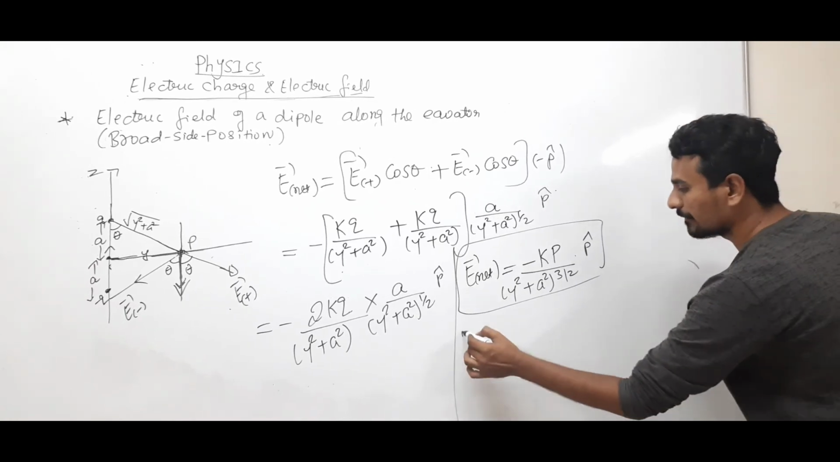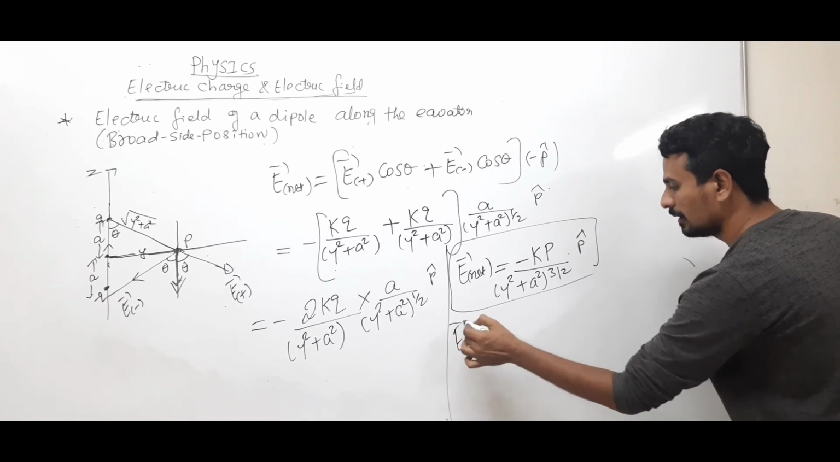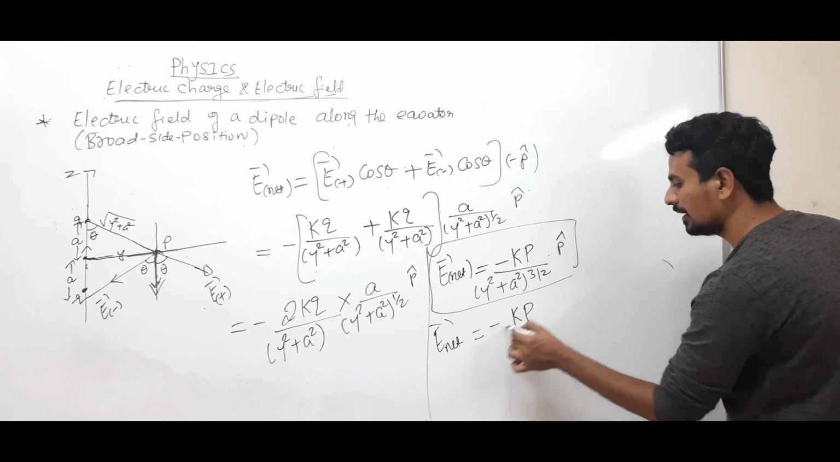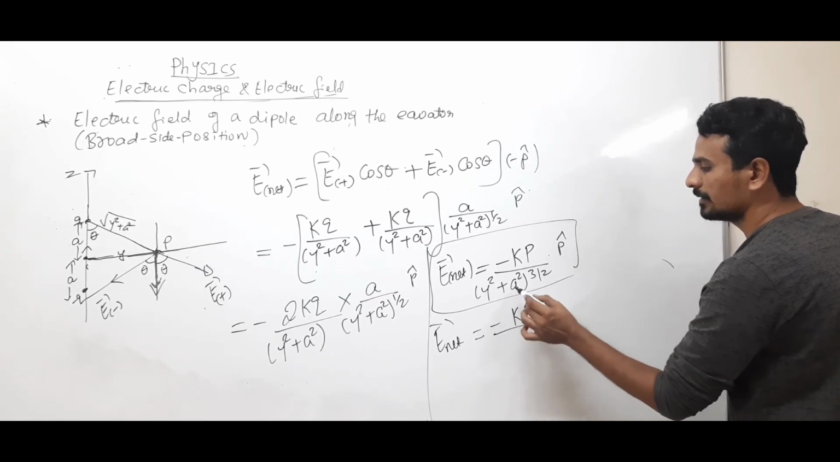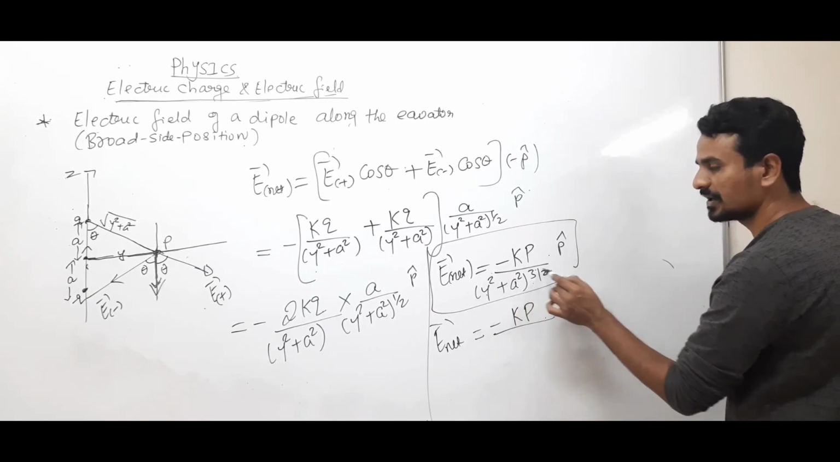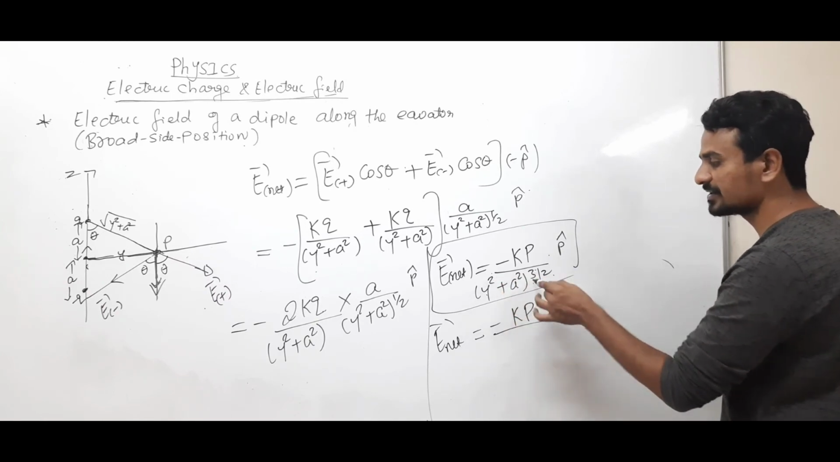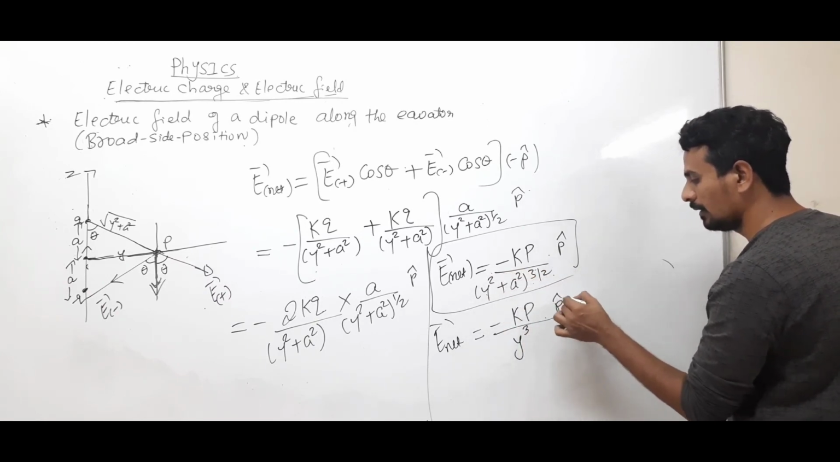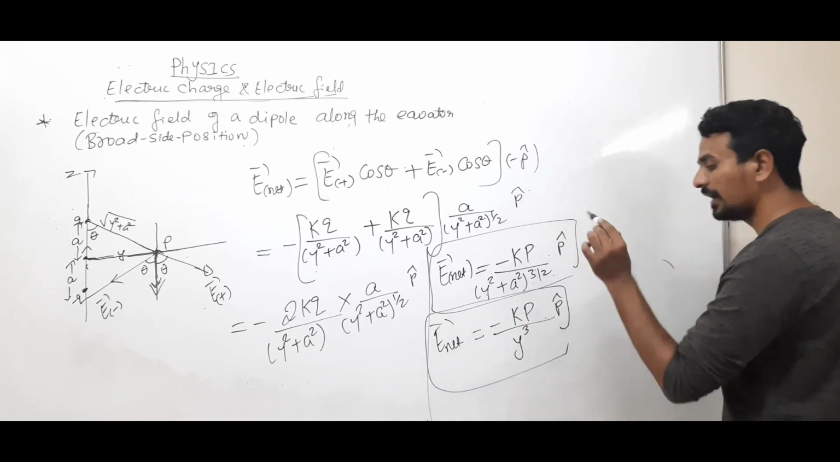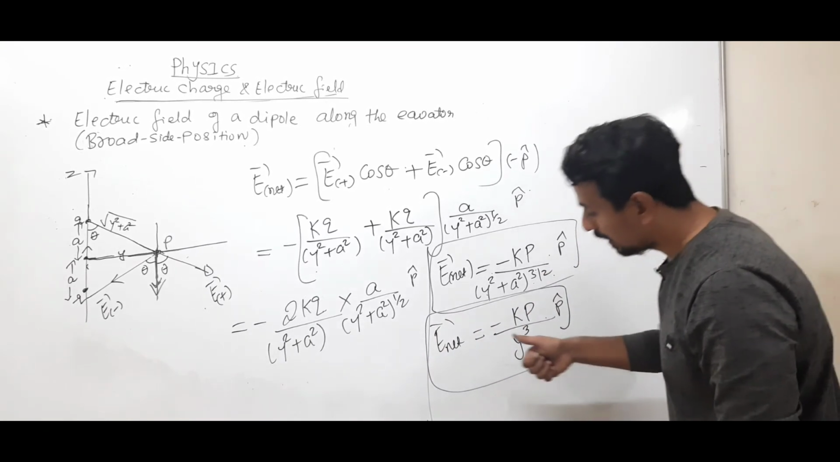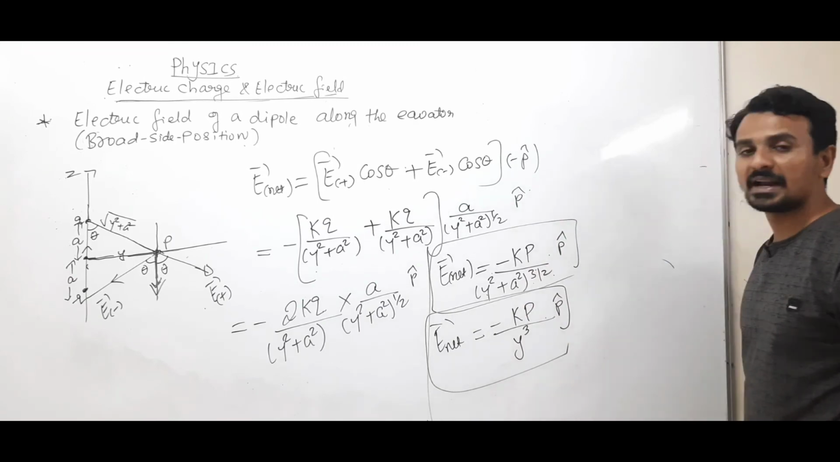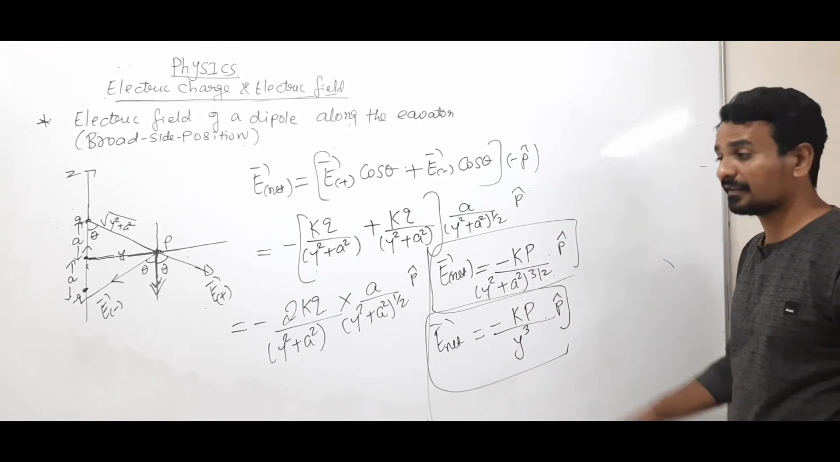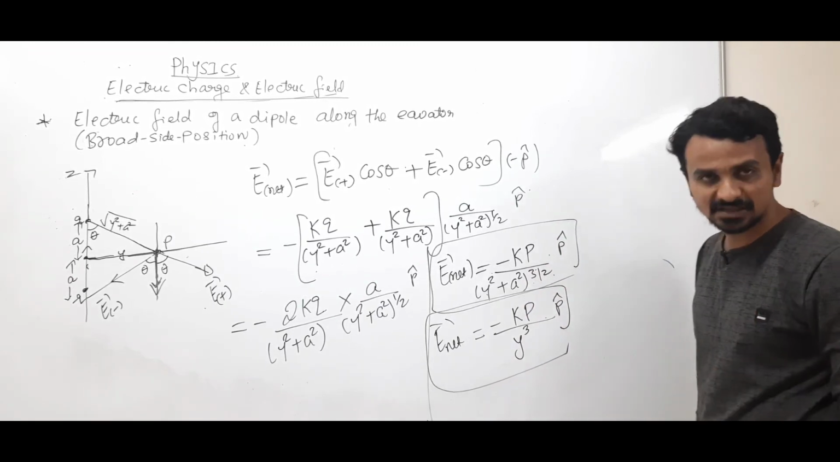So the net electric field will be minus kp upon, a is to be neglected, y square raised to 3 by 2, 2 gets cancelled, y cube. So in both the cases, the only common thing is that the net electric field at far away distance varies as 1 by r cube and not as 1 by r square.